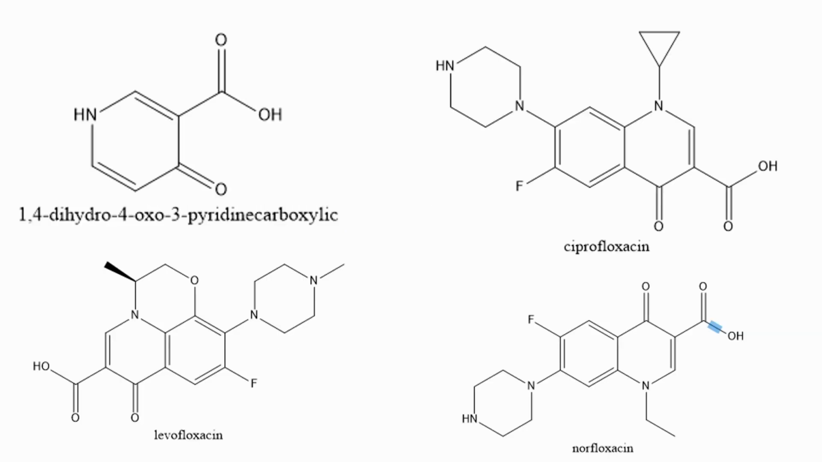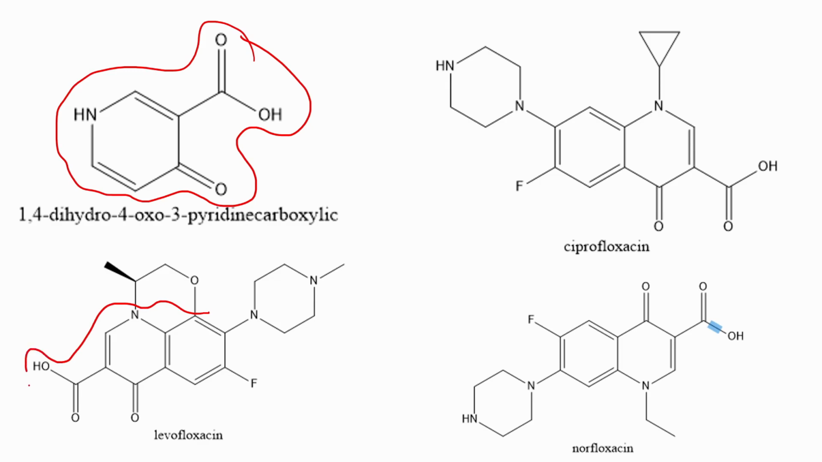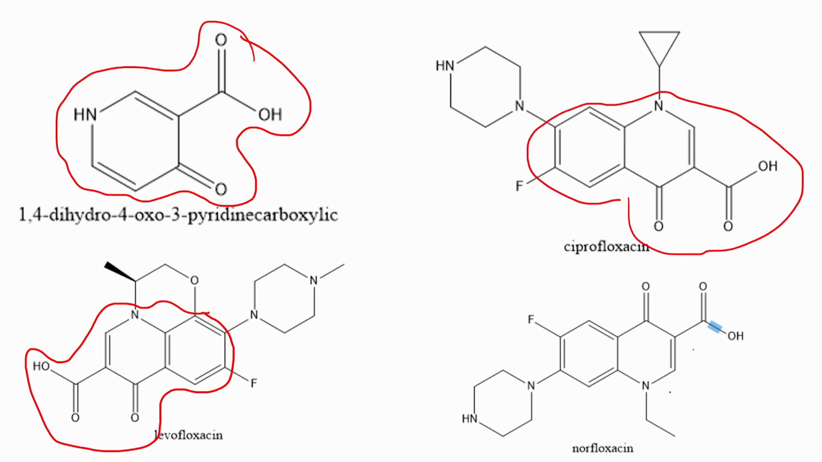So these are the different examples of our quinolones. On the top left, you can see the parent compound, the part of the compound that exudes our antibacterial activity, our 1,4-dihydro-4-oxo-3-pyridine carboxylic acid. So you can see the structure. I will highlight it on the other parts of the structures. You can see it here, here, and here. So levofloxacin, norfloxacin, and ciprofloxacin have this 1,4-dihydro-4-oxo-3-pyridine carboxylic acid as the main part of their antibacterial activity.